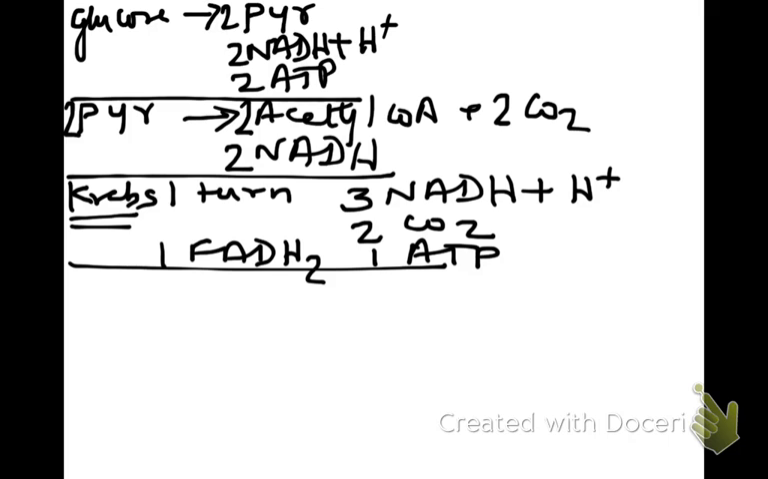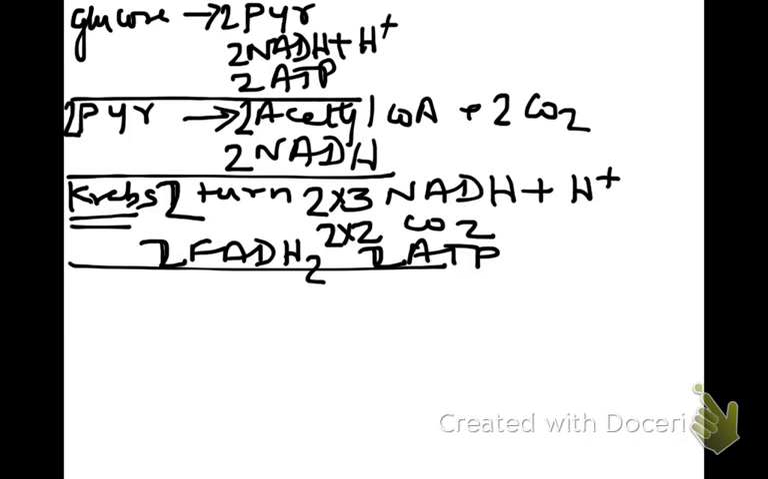But my entire glucose is not completely finished, burnt up, lost with 1 turn. I need to do 1 more turn. So 2 turns of Krebs cycle would give me 6 NADH, 4 CO2, 2 ATP and 2 FADH2.